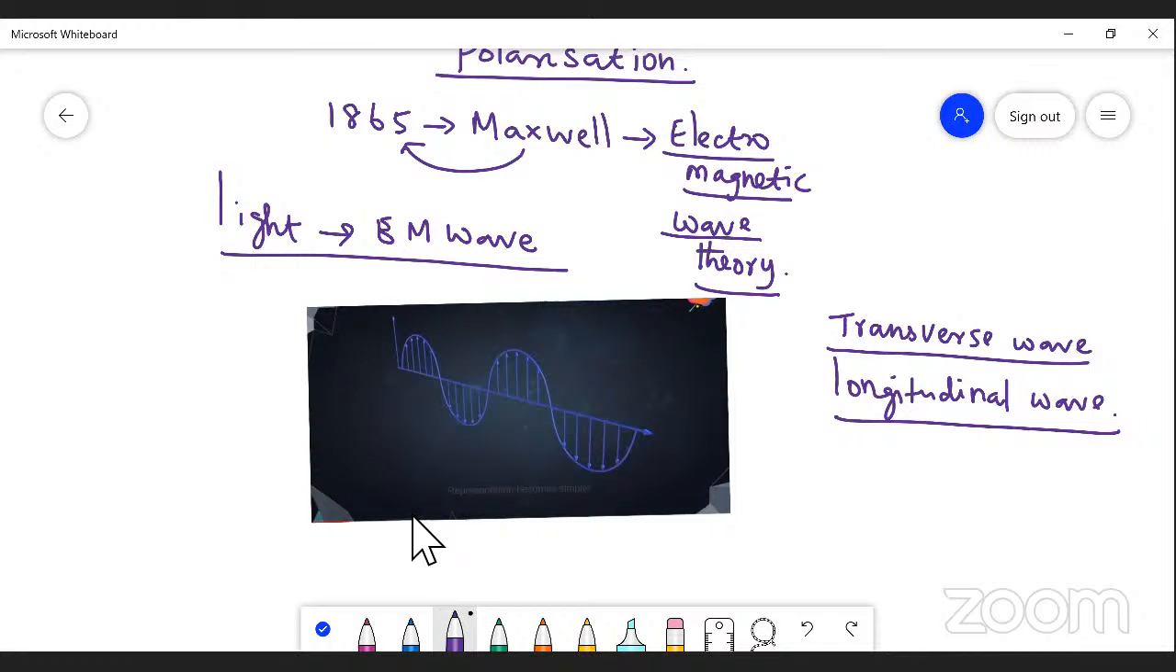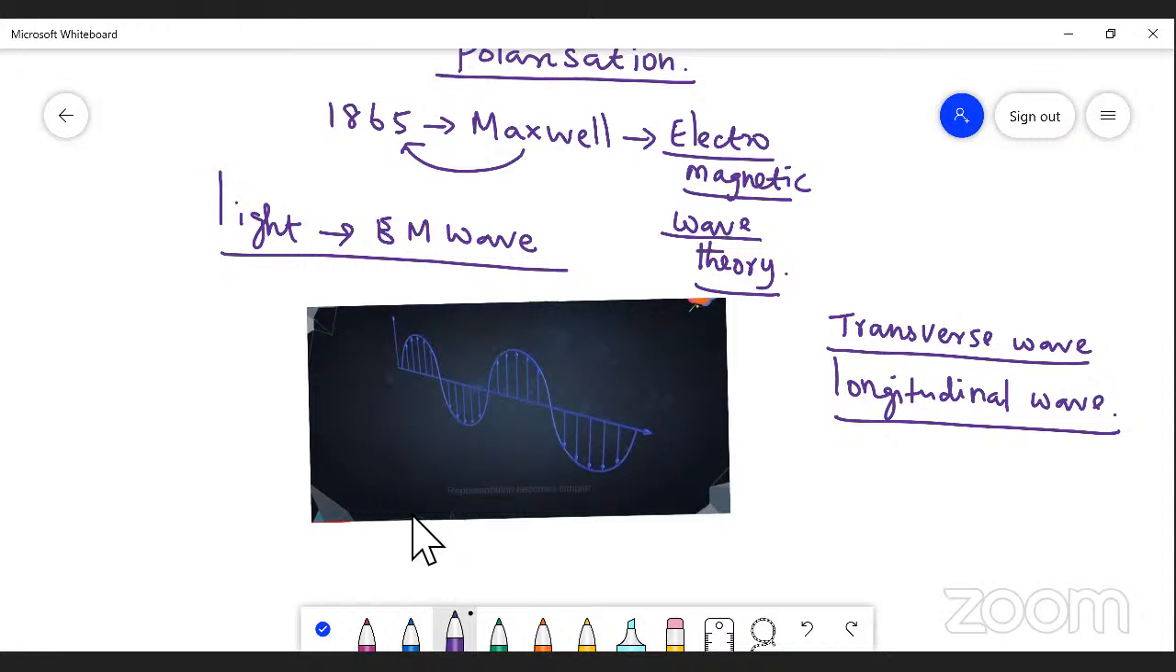Okay, a wave is passed through a medium. What happens if the wave is passed through the medium? The particles of the medium get vibrated. If the direction of the vibration of the particles in the medium is perpendicular to the direction of the propagation of the wave, then the wave is called the transverse wave.